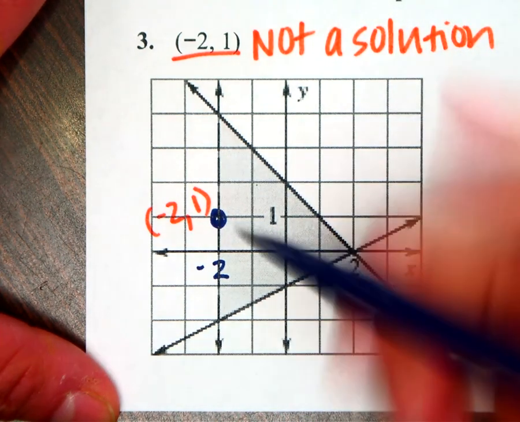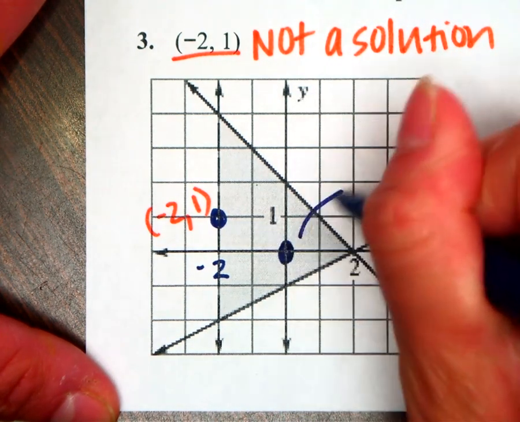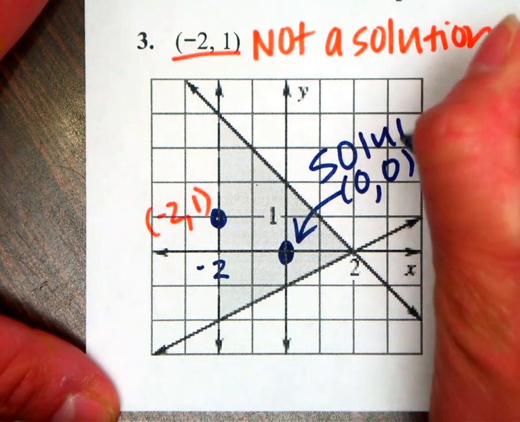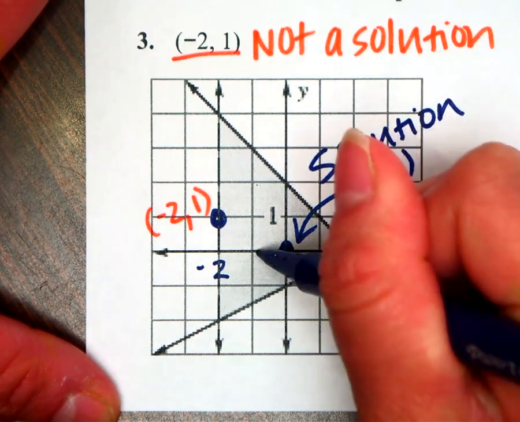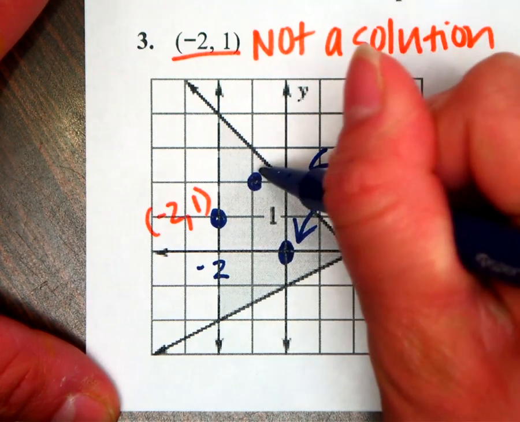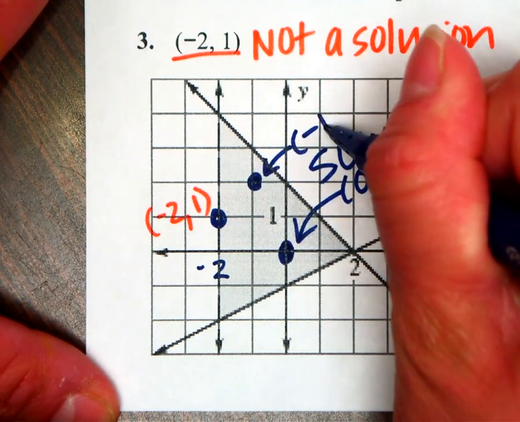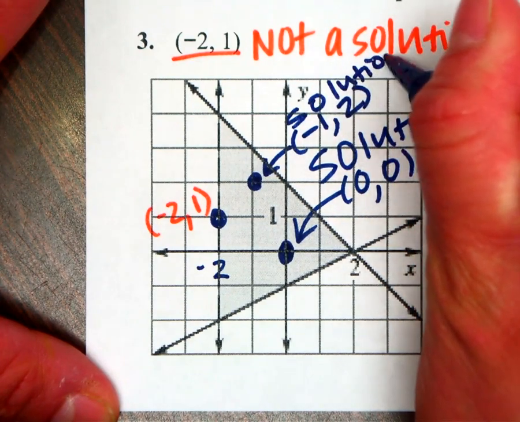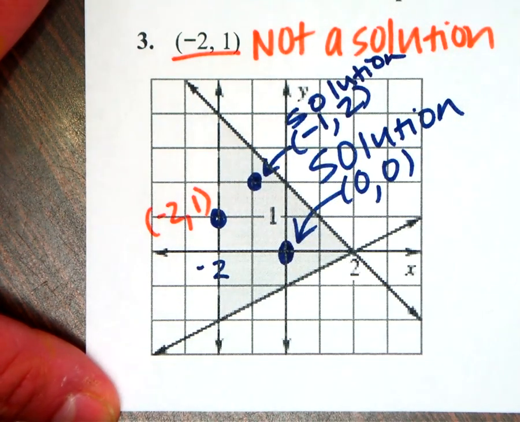If it were to lie within the shaded region, 0, 0 would be a solution. Or -1, 2 would be a solution. Only in that shaded region.